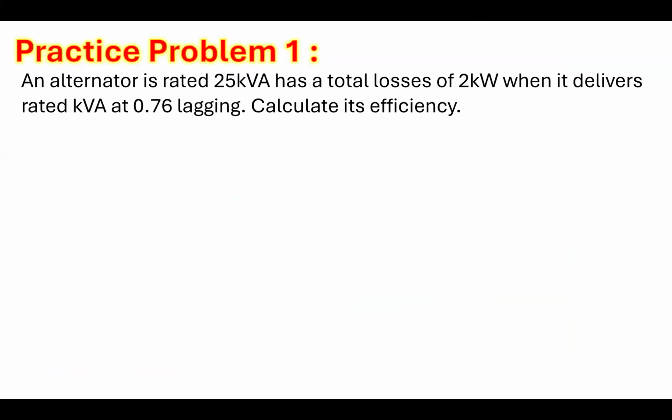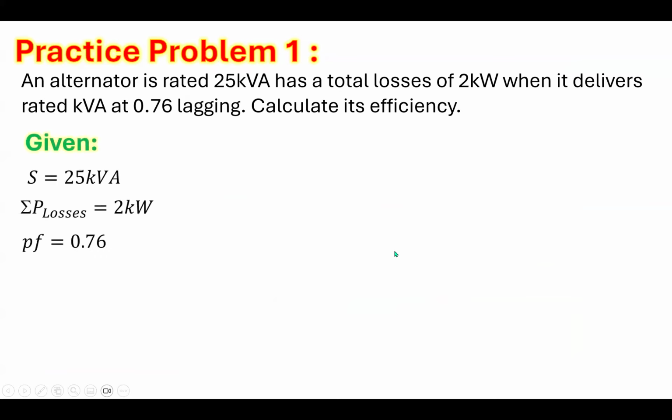So let's have practice problem. An alternator is rated 25 kVA, has a total losses of 2 kilowatts when it delivers rated kVA at 0.76 lagging. So calculate its efficiency. So yung mga given natin, the apparent power is equals to 25 kilovolt ampere. The summation of power losses is equals to 2 kilowatts. And the power factor is 0.76 lagging. So we are asked to solve for the efficiency.